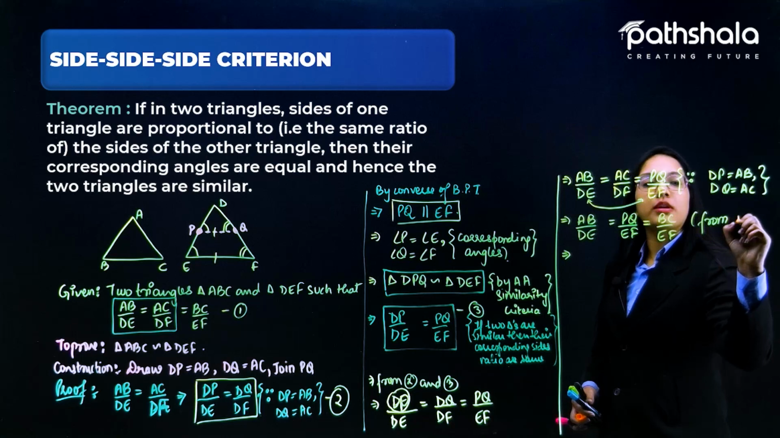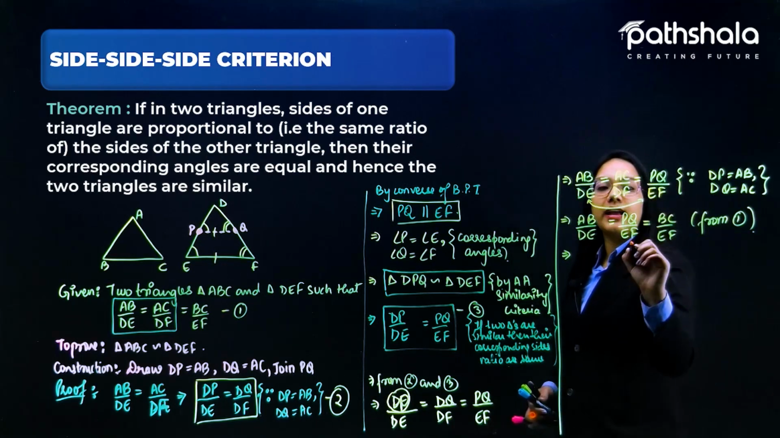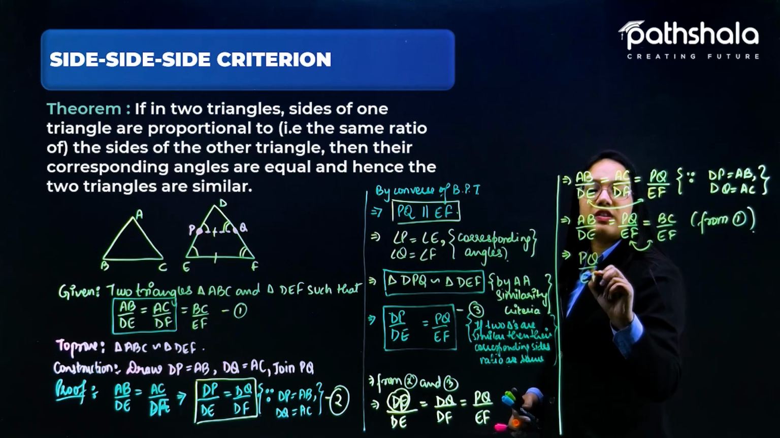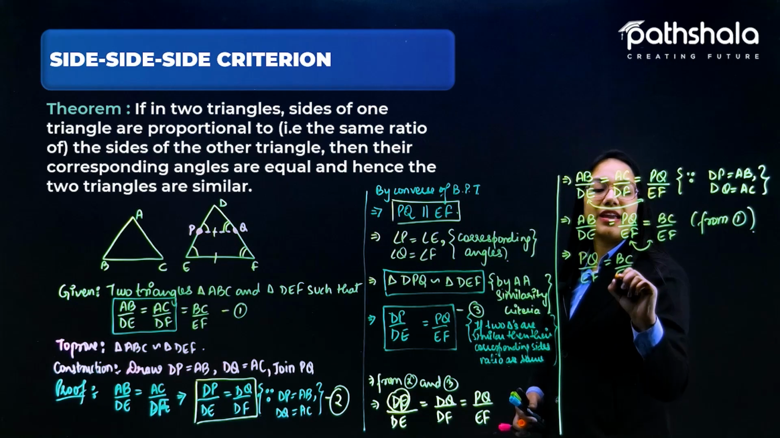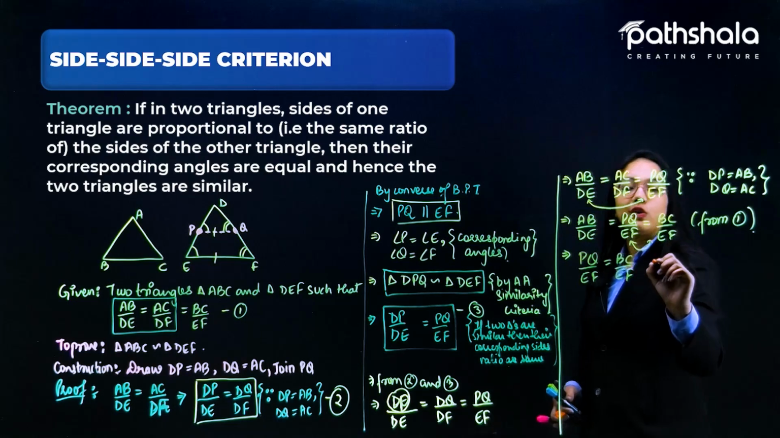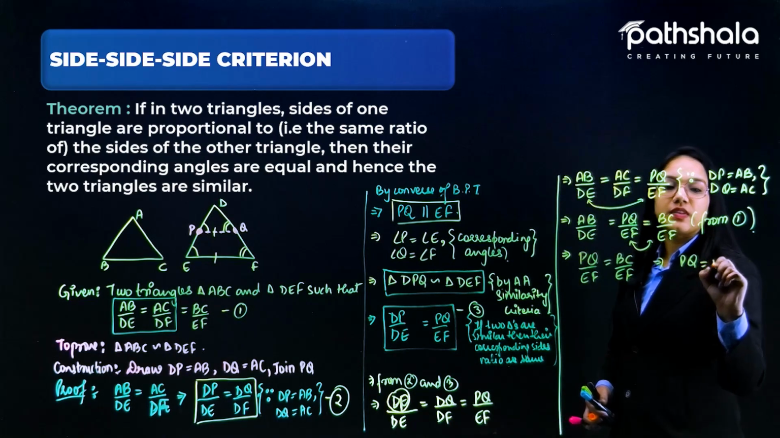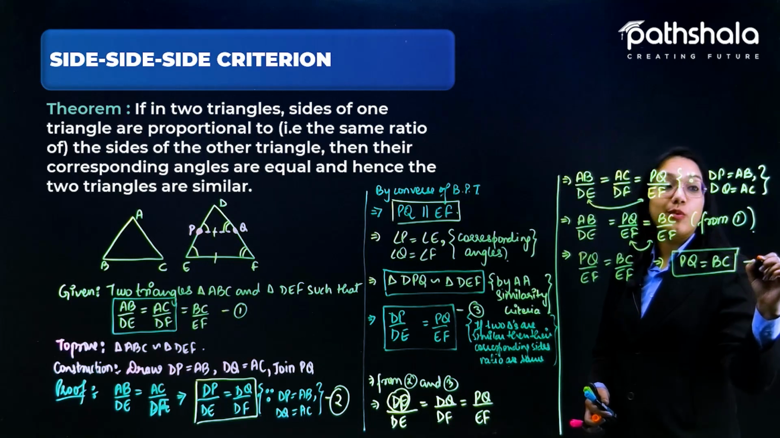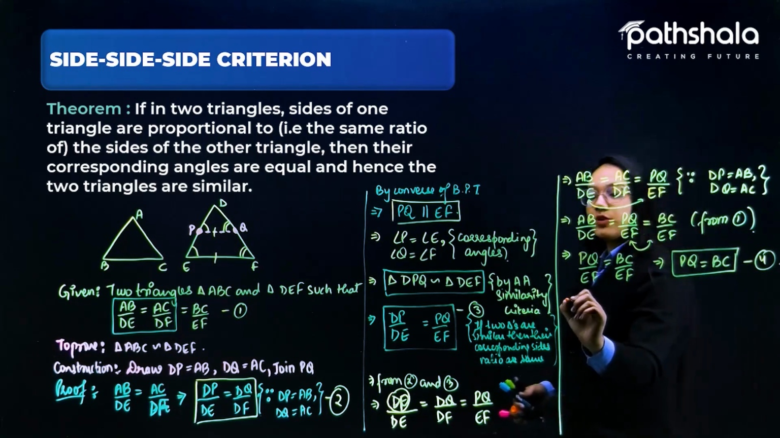From equation number 1 we can write this, and we can take these two things as PQ by EF is equal to BC by EF. Let's cancel EF and EF altogether, so we get PQ is equal to BC. This is the required thing that we wanted to prove, that is equation number 4.